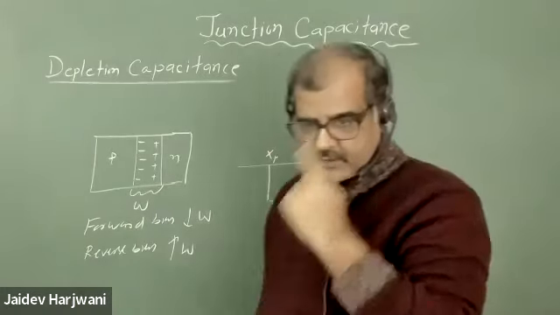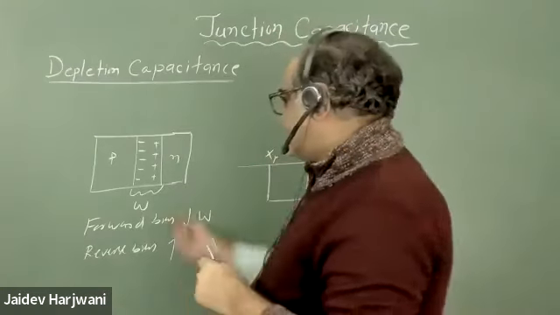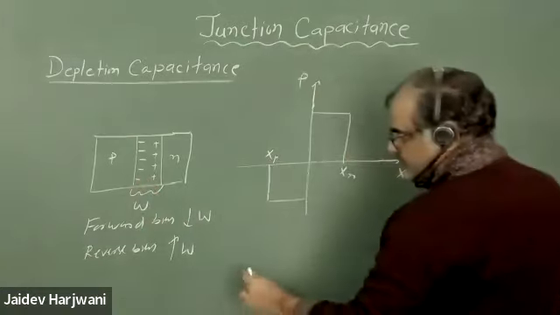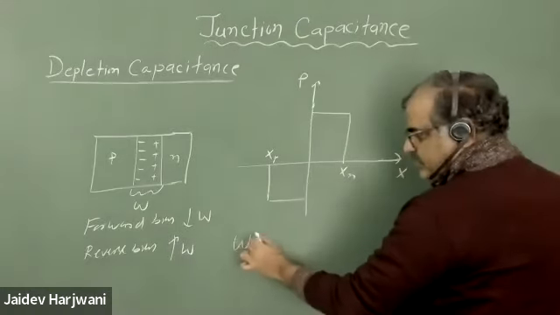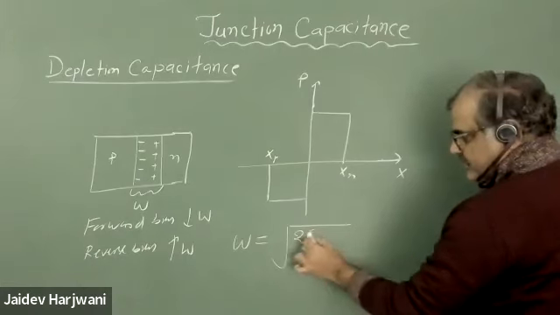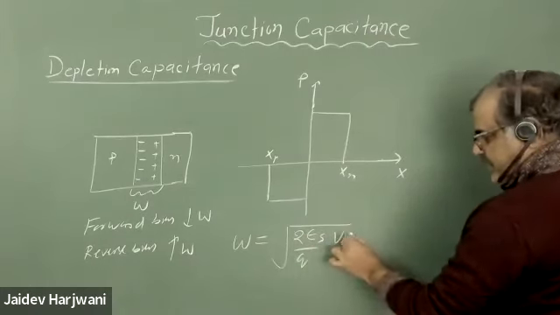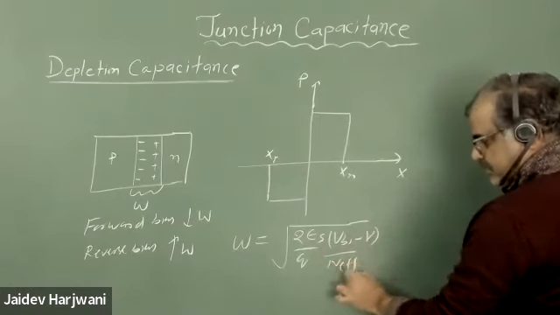Depletion layer width, does it decrease or increase? In reverse bias it increases, na? Because what is your formula? Your formula for the depletion width is W equals the square root of 2 epsilon S upon Q, times VBI minus V, upon N effective.